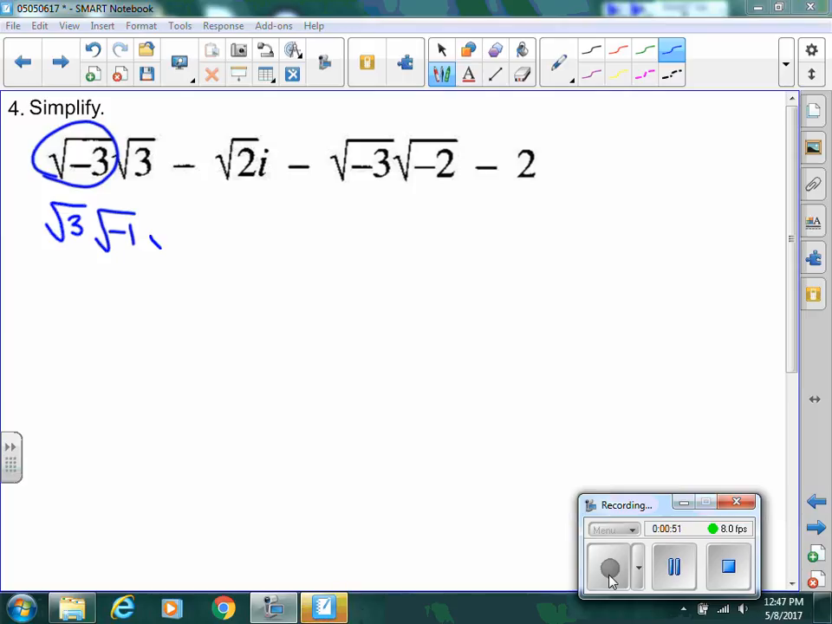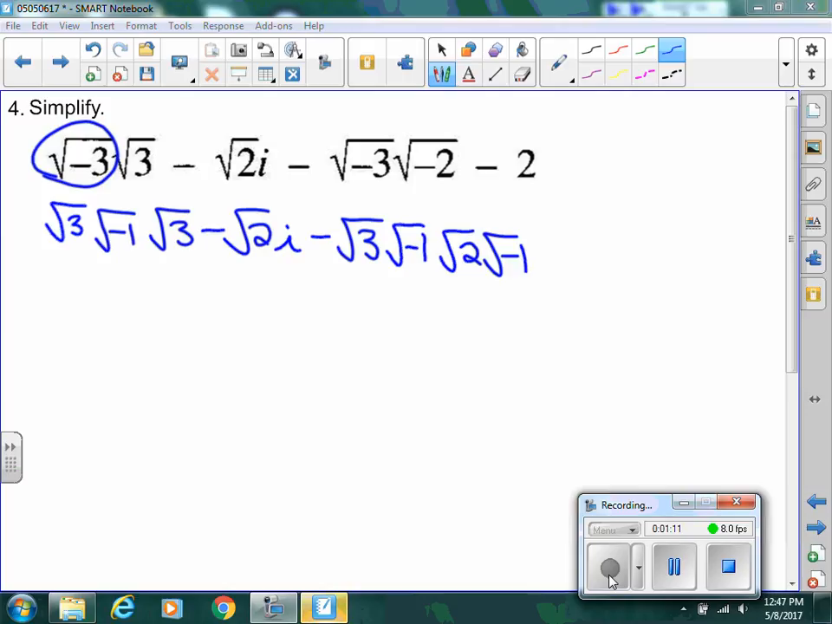Times the square root of 3 minus the square root of 2 times i minus, I'm going to do the same thing to these. Again, probably more writing than I need to do, but the square root of 3 times the square root of negative 1 gives me the same thing. And the square root of 2 times the square root of negative 1 gives me the same thing. So I just rewrote it, and every time I had a negative, I just took out the negative 1. I just factored it. Is that clear?